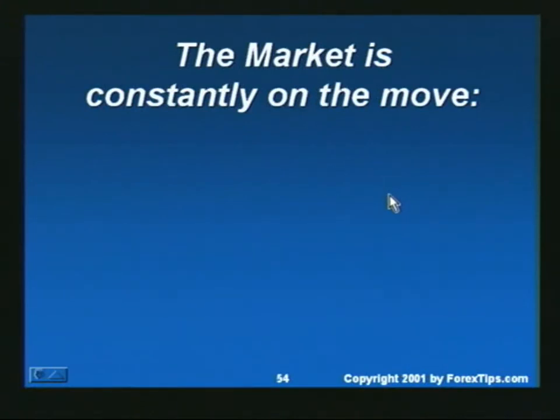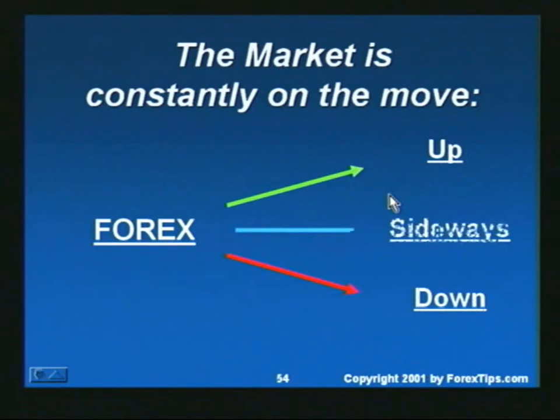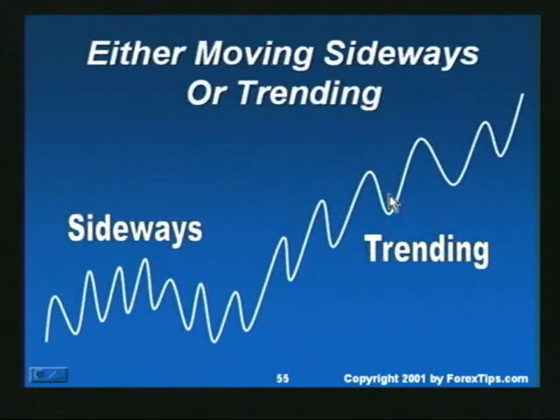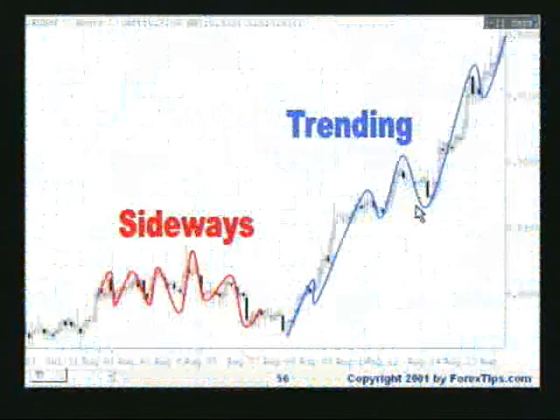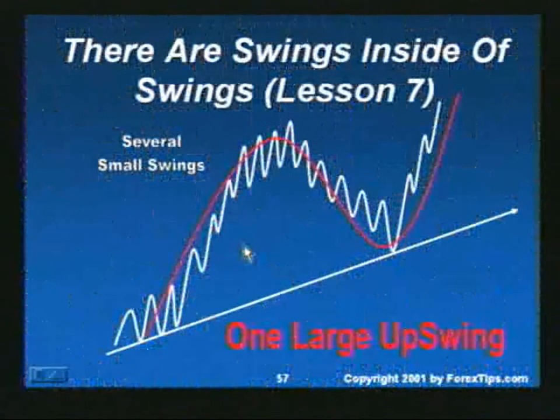The market is constantly on the move. The Forex is no different than the rest of the market. It is constantly either moving up, down, or sideways. And as it's moving up, down, or sideways, it is moving within a swing fashion. Look at this chart. Market started to move up, then it went sideways, created what's called a diamond pennant right here. It started to break out of that pennant, then took off into a trending fashion. Be that as it may, look at how it's constantly swinging as it's moving, either moving sideways or trending.